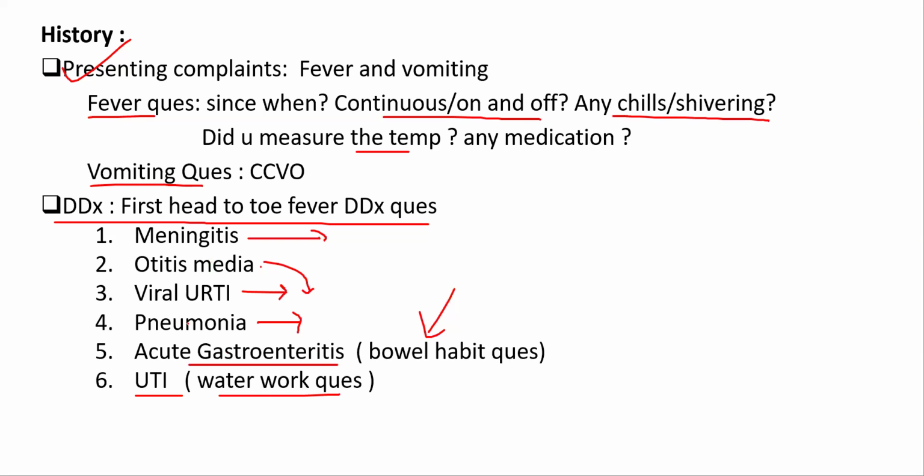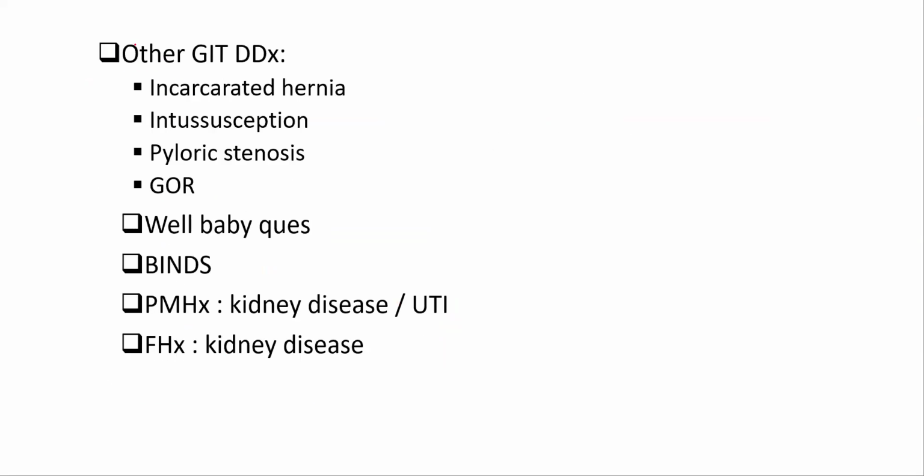After you have done that, then you ask all other GIT differential diagnoses as we did and finish with well baby items. In the past medical history, ask about any past history of urinary tract infection or any kidney disease, any family history of kidney disease.